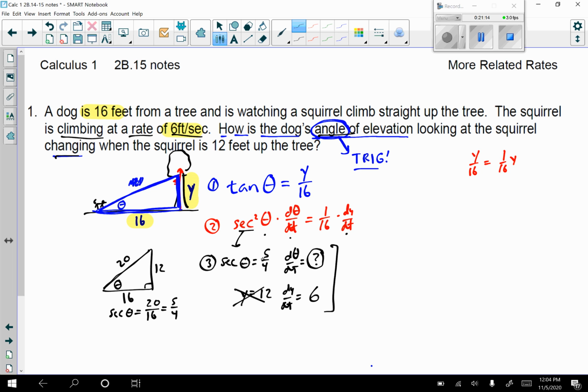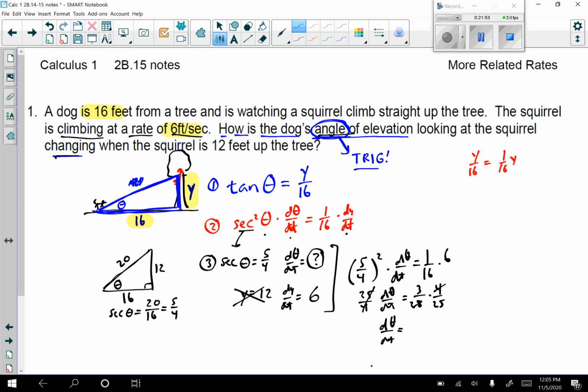Well, let's plug in. That means secant squared is going to be 5/4 squared times d theta dt equals 1 over 16 times dy dt, which is 6. 5/4 squared is 25 over 4. D theta dt, that's a lot better than using fractions and angles and everything on your calculator. 6 over 16 is 3/8. To solve for d theta dt, I'll use the reciprocal times 4/25. Okay. We could reduce that.